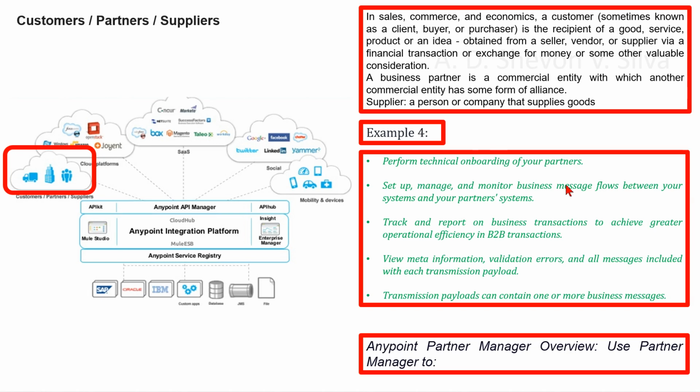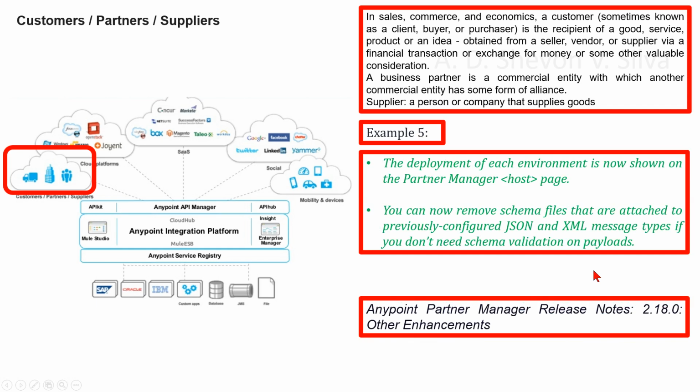Use Partner Manager to perform technical onboarding of your partner, and set up, manage, and monitor business message flows between your systems and your partner systems. Track and report on business transactions to achieve greater operational efficiency in B2B transactions. View metadata, validation errors, and all messages included with each transaction payload. A transmission payload contains one or more business messages. Members of your organization can use Partner Manager to perform a variety of functions, including designing and testing message flows, managing the activity of business transactions with your partners, and optimizing backend services and performance.